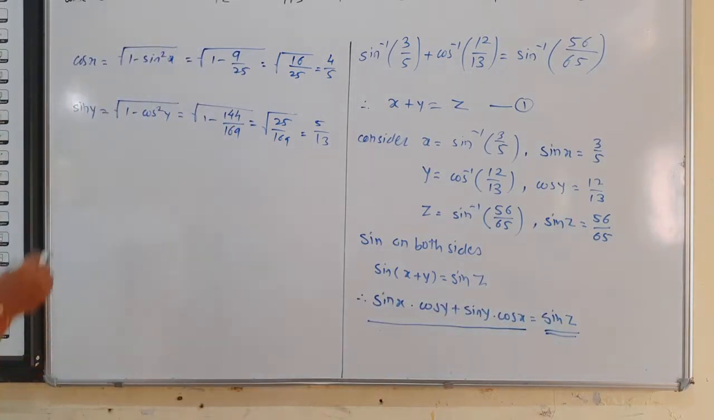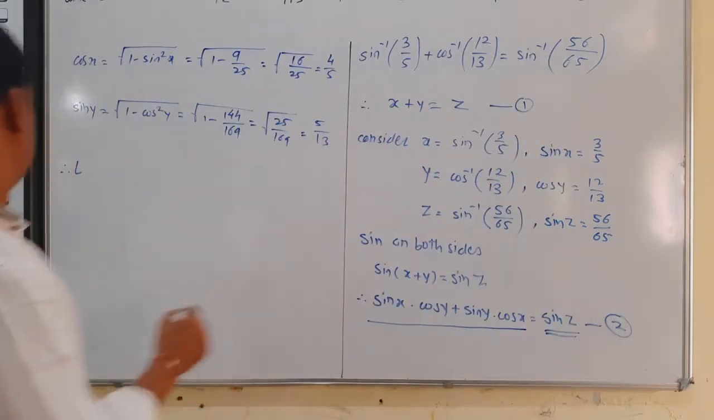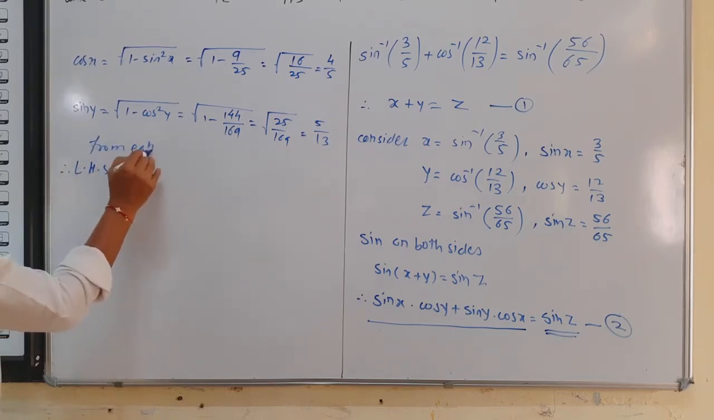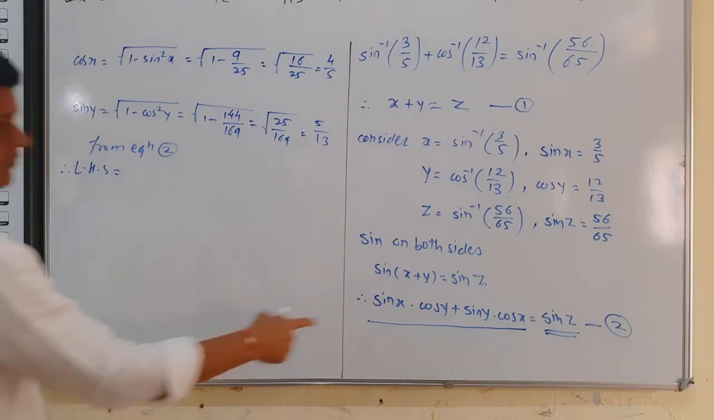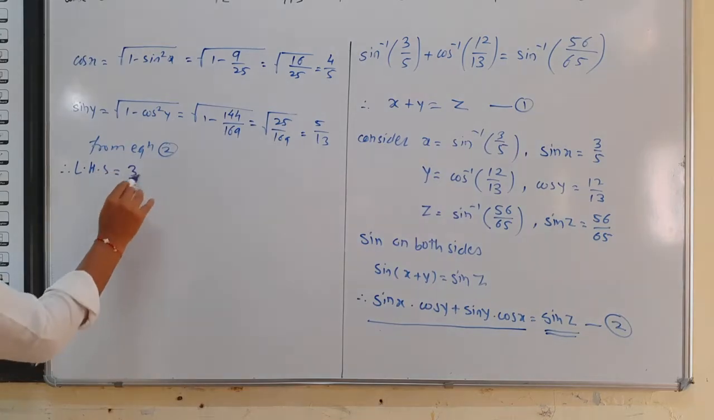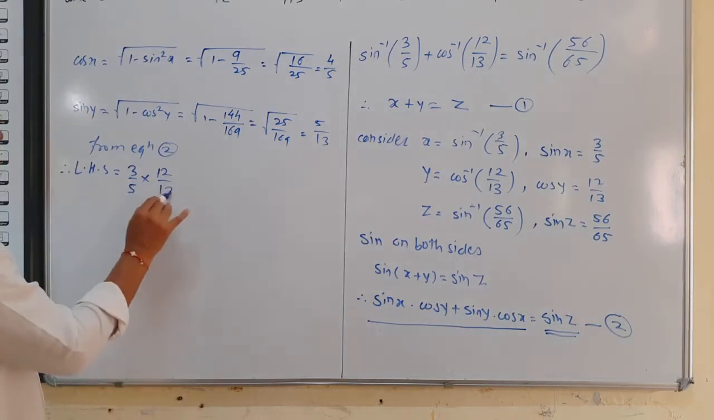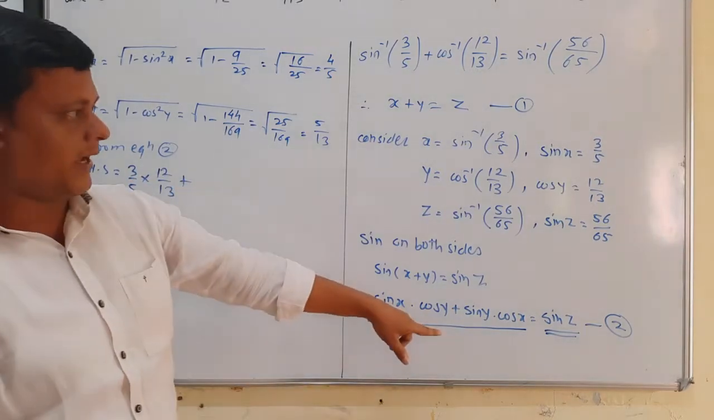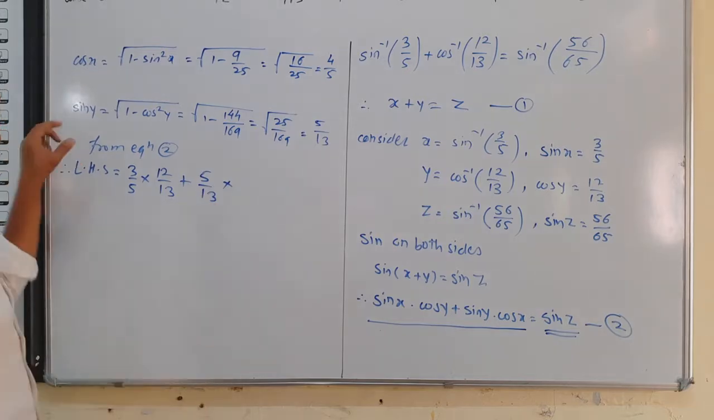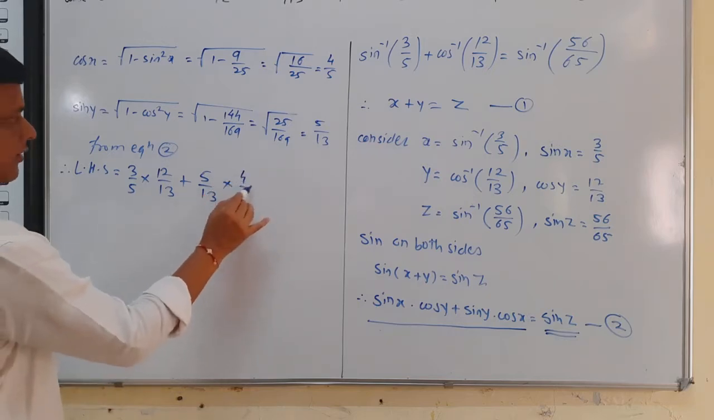So we calculate the LHS. Therefore we denote this as equation number 2. From equation 2, LHS equals, now substitute the value of sin x, which is 3 by 5, into the value of cos y, which is 12 by 13, plus the value of sin y, which we calculated as 5 by 13, into the value of cos x, which we calculated as 4 by 5.